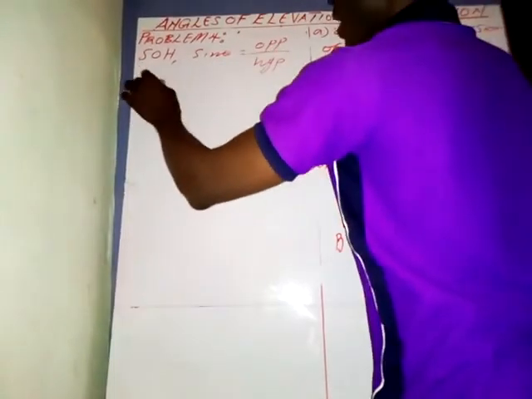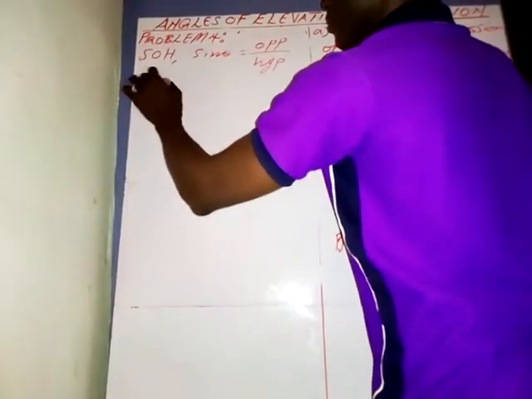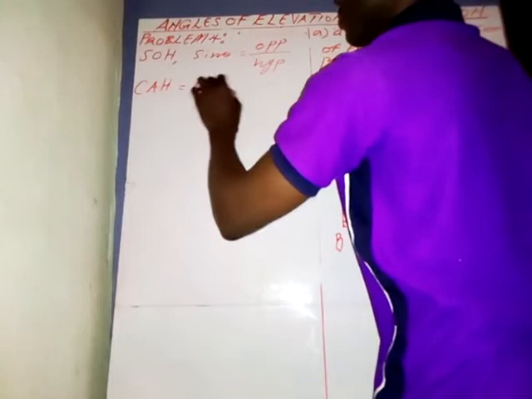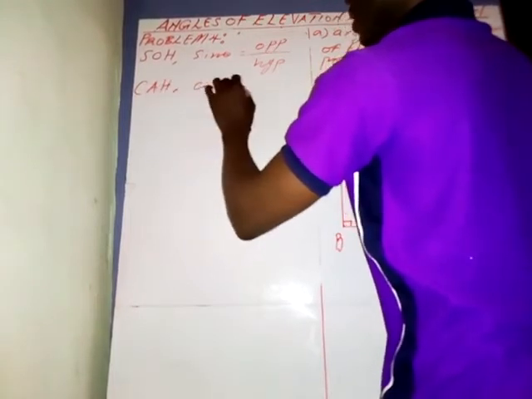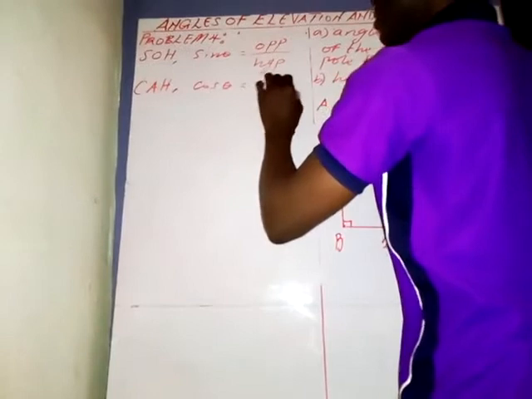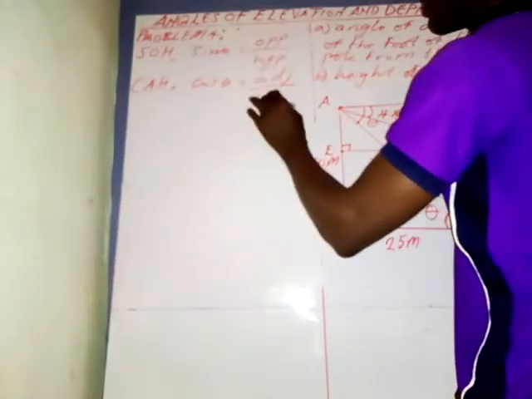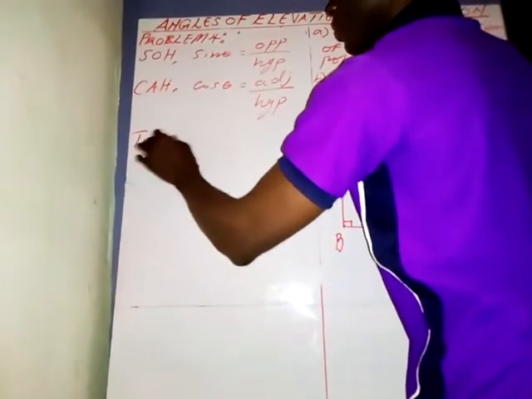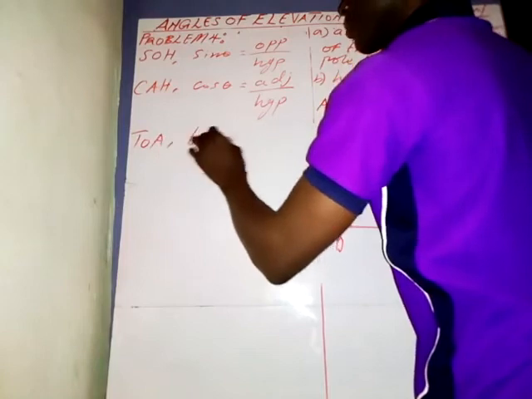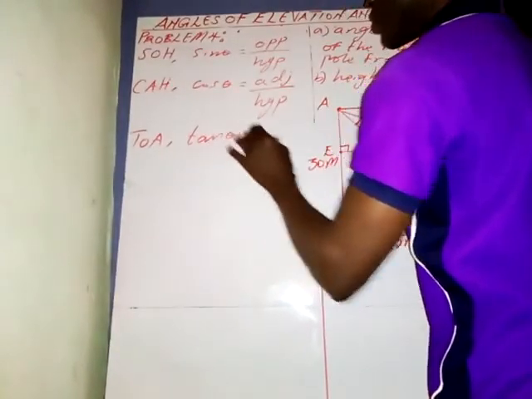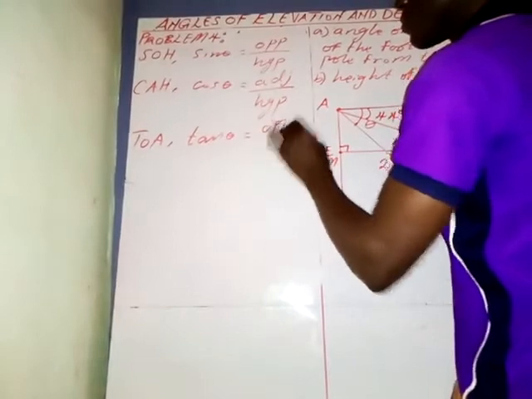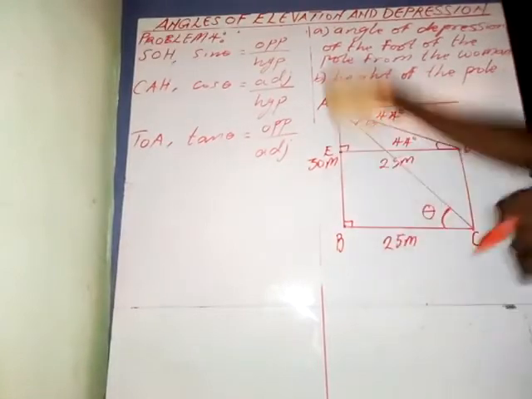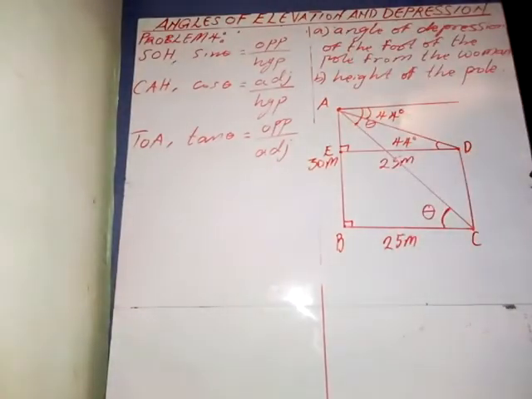Then we have CAH, which is cos theta, equal to adjacent over hypotenuse. Then we have TOA, which is tan theta, equal to opposite over adjacent. All right, so we have to make use of one of these.